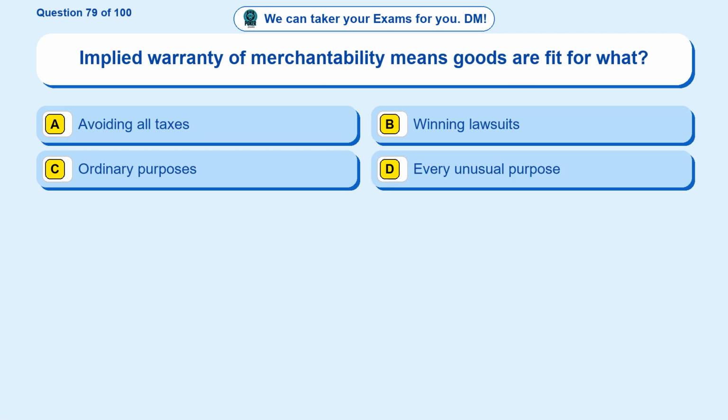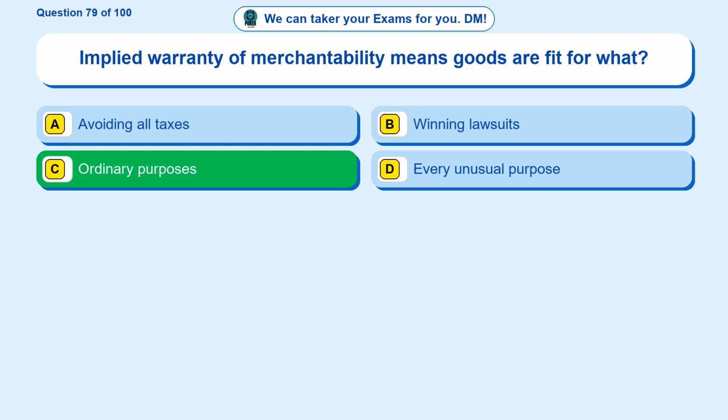Question 79. Implied warranty of merchantability means goods are fit for what? Option A. Avoiding all taxes. Option B. Winning lawsuits. Option C. Ordinary purposes. Option D. Every unusual purpose. The correct answer is option C.